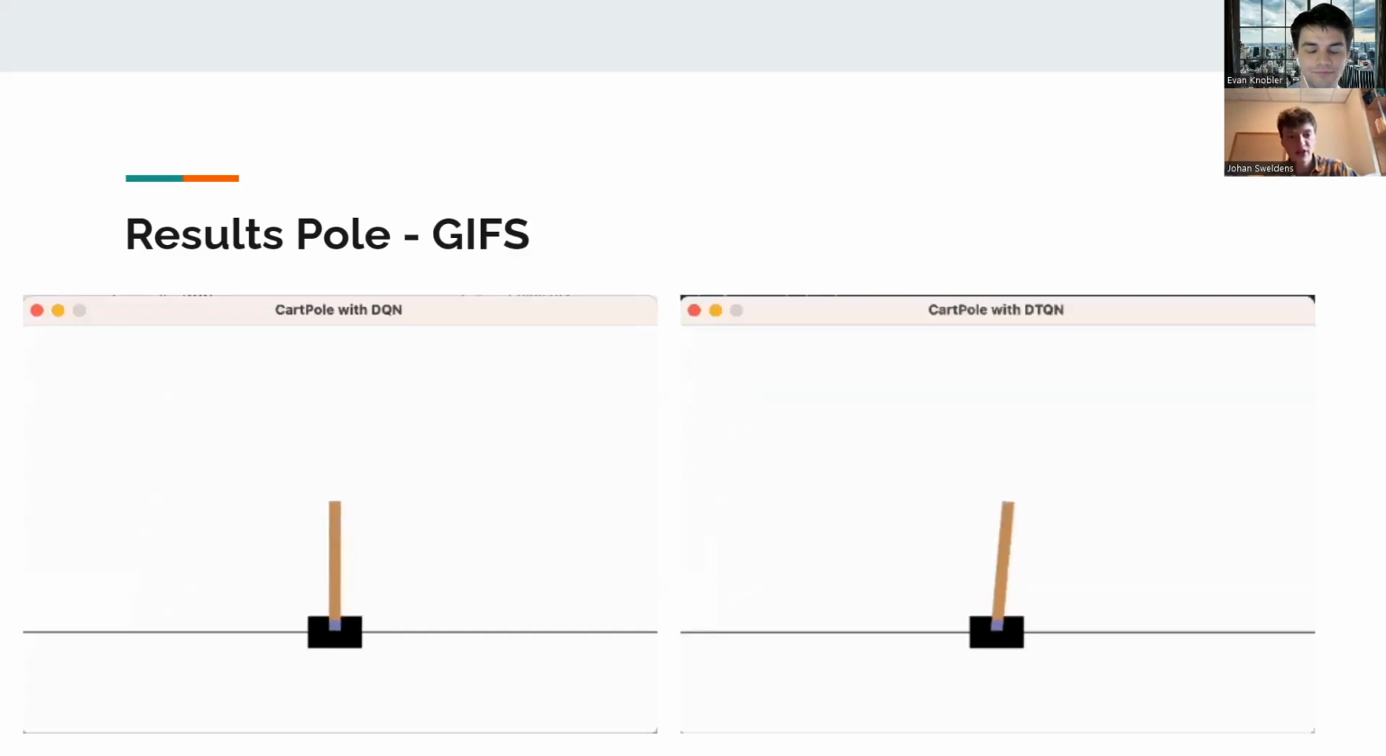And as you can see here on the left, we have a demonstration of one of the best results from the DQN training runs on the CartPole. You can see it does a relatively good job of trying to keep the stick up. And on the right side is the CartPole with the DTQN, one of the best training runs from there. So overall, these models did do a pretty good job of training and are able to play the game at a relatively good level.